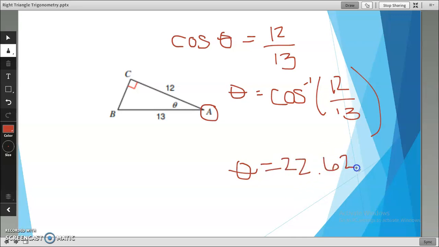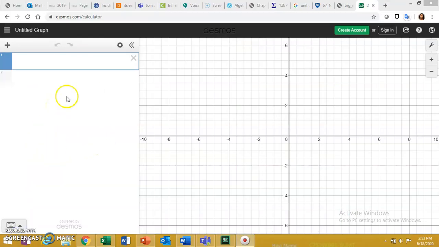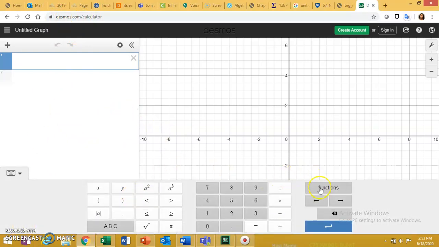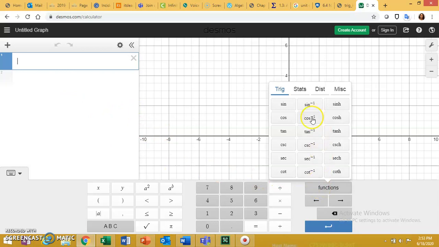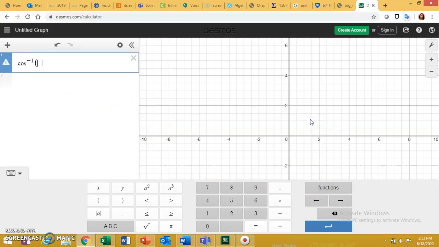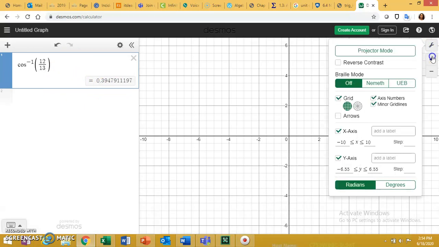I feel compelled to show you how to put it in your calculator. So let's do that. So here's our free graphing calculator at desmos.com. I'm going to go to this button here for functions and click on cosine inverse. Then I'm going to do 12 divided by 13 and notice I didn't get the same answer. I bet you know why, because this is not in degrees. So I'm going to go over here to my settings and I see it's clicked on radians. I'm going to click on degrees. And now I have the same answer of 22.62 degrees.